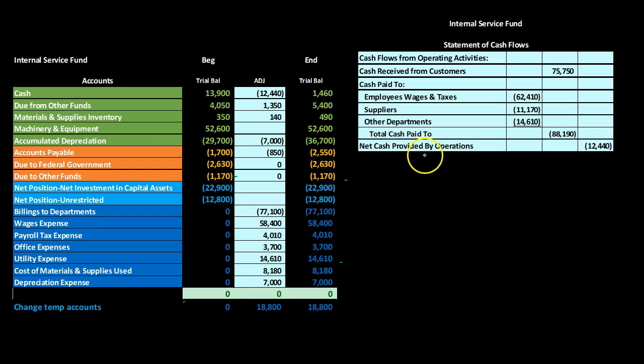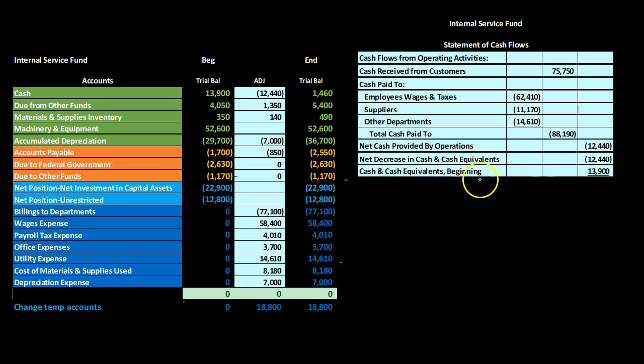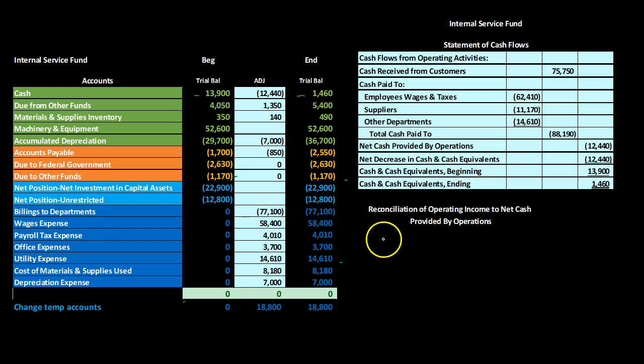And then we have net cash provided by operations, which would be the cash received from customers minus the 88,190. And then we have the net decrease in cash and cash equivalents. And that's going to be the same, 12,440. We have cash and cash equivalents at the beginning. So that's going to be the beginning balance here. And of course, that's going to get us to cash and cash equivalents at the ending, our ending balance being the 1,460.